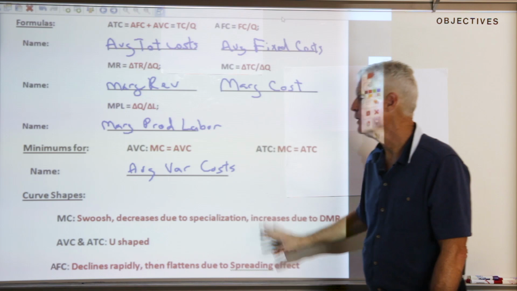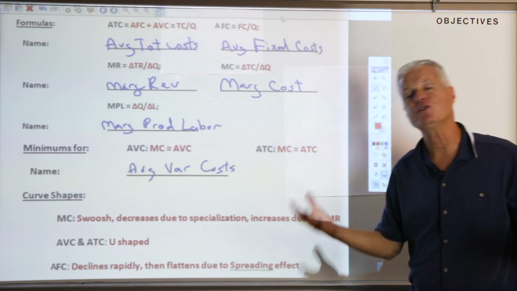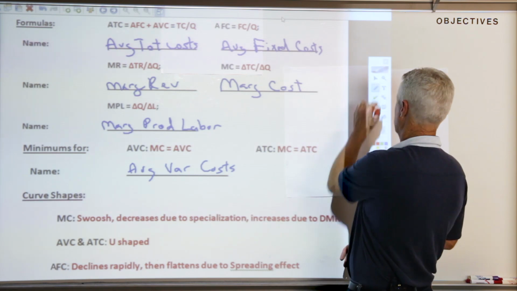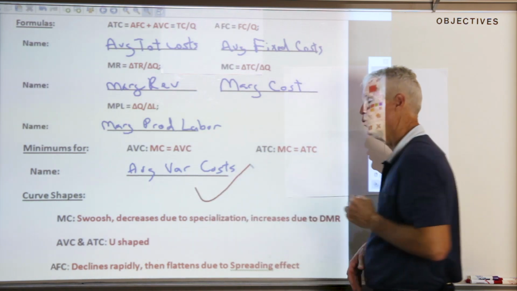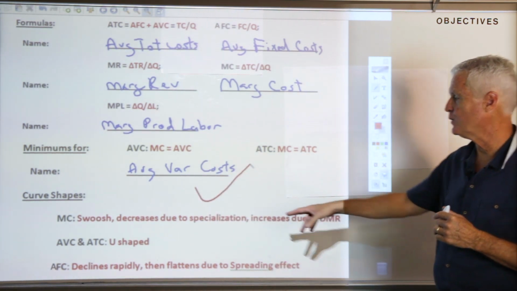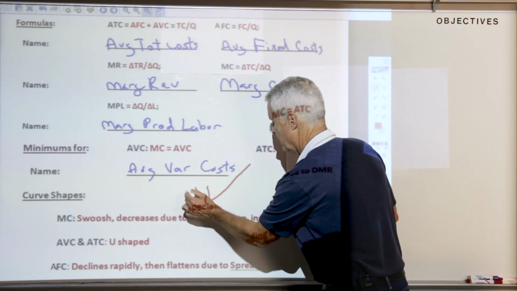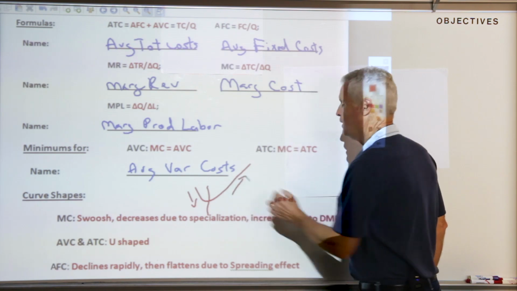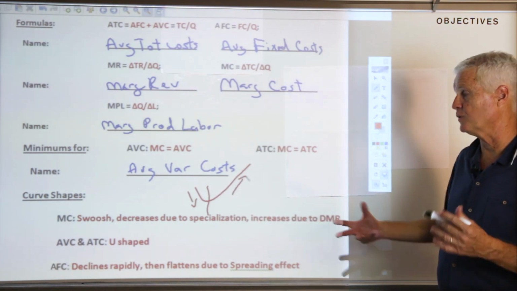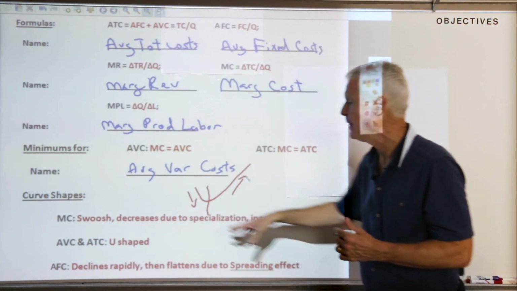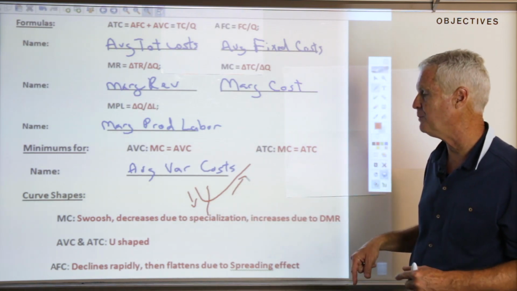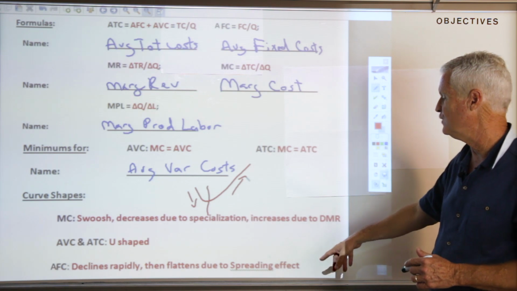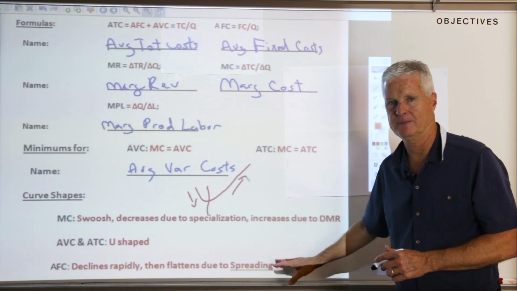Curve shapes: marginal cost looks like a swoosh. A swoosh, okay? It decreases due to specialization. It increases due to diminishing marginal returns. We're going to talk about these things as we go along. AVC and ATC are U-shaped. AFC declines rapidly, then flattens due to the spreading effect, okay?